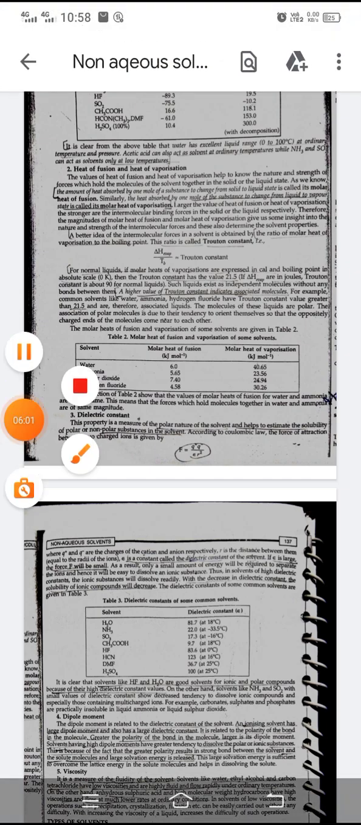Table 2, molar heat of fusion and vaporization of some solvents. Solvent, molar heat of fusion in kilojoule per mole, molar heat of vaporization in kilojoule per mole. Solvent water: molar heat of fusion 6.0, molar heat of vaporization 40.65.